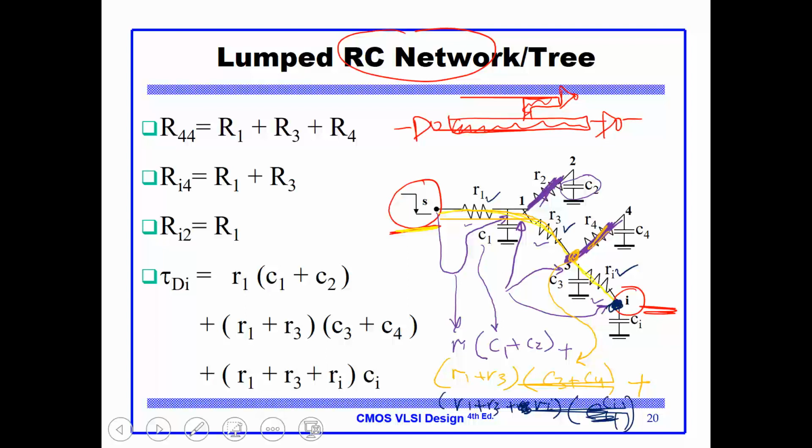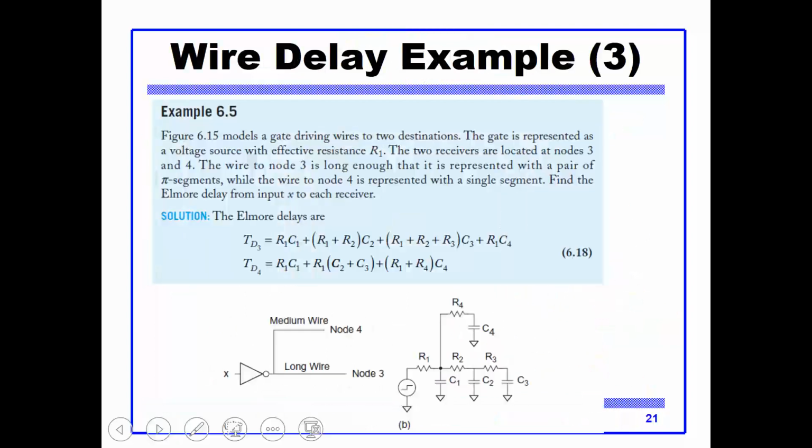Now, if we do another example here, in this example, he wants me to measure the RC delay from this point to this point, which is referred to as TD3. And for that, I can say that what we have here is my main path, and this will be shorted. So I will compute up to this point first.